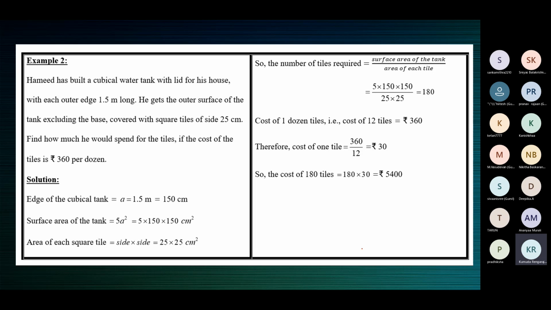Since we have 2 units, the edge of the tank is in meters and the side of the square tile is given in centimeters, we'll convert to the smaller of the 2 units. So 1.5 meters is converted to centimeters. We'll find everything in centimeter square. Only 5 faces are tiled, not 6 faces. So 5 A square.